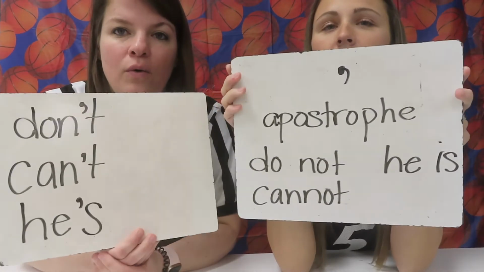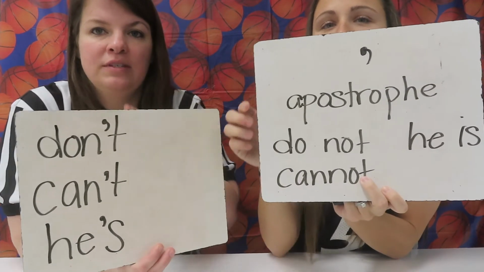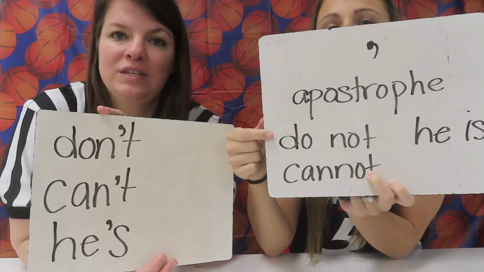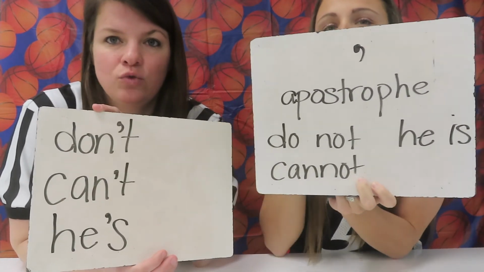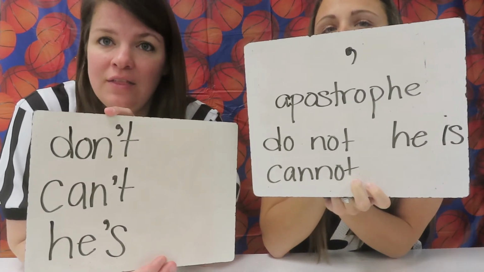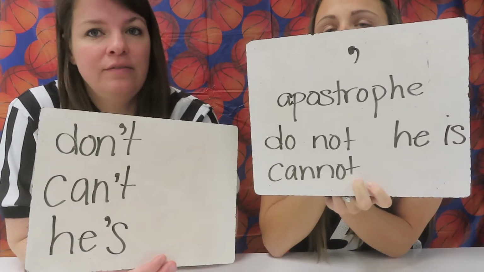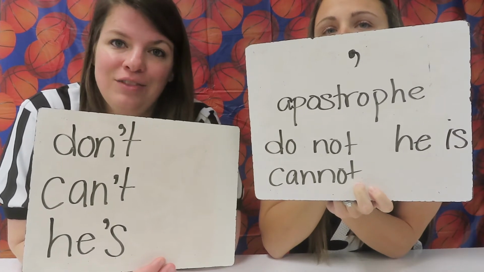All right, I'm hoping that you guys might have come up with some on your own. The first one, you would take do not and it would become don't. Cannot would become can't, and he is would become he's. You'll notice that when you do the contraction version there are fewer letters, and that's the job of the apostrophe, to fill in the spot where those letters are missing.